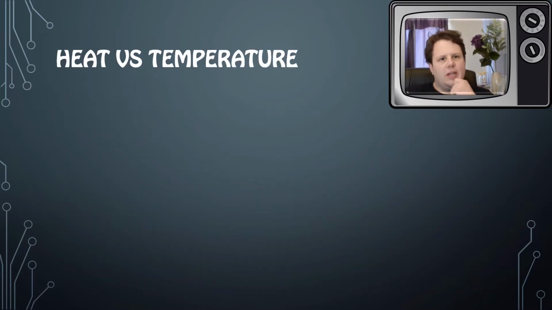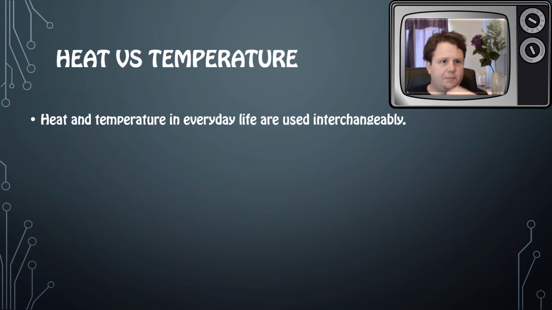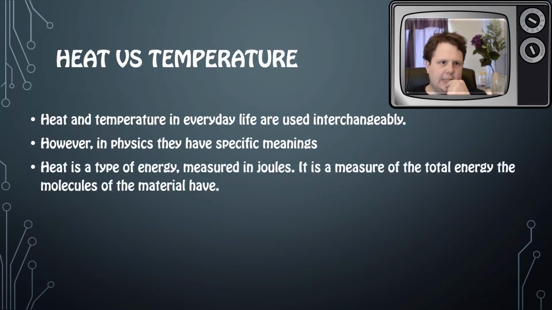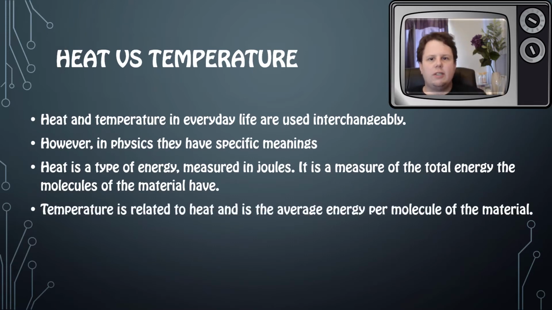Okay, so let's start off. Let's talk about heat and temperature. In everyday life heat and temperature are used interchangeably, but in physics we have specific meanings for these things. Heat is a type of energy. It's measured in joules, and it's a measure of the total kinetic energy all the molecules in a material have. Basically, we add up every single molecule's energy and that gives us the heat, whereas temperature is related to the average energy per molecule of the material.